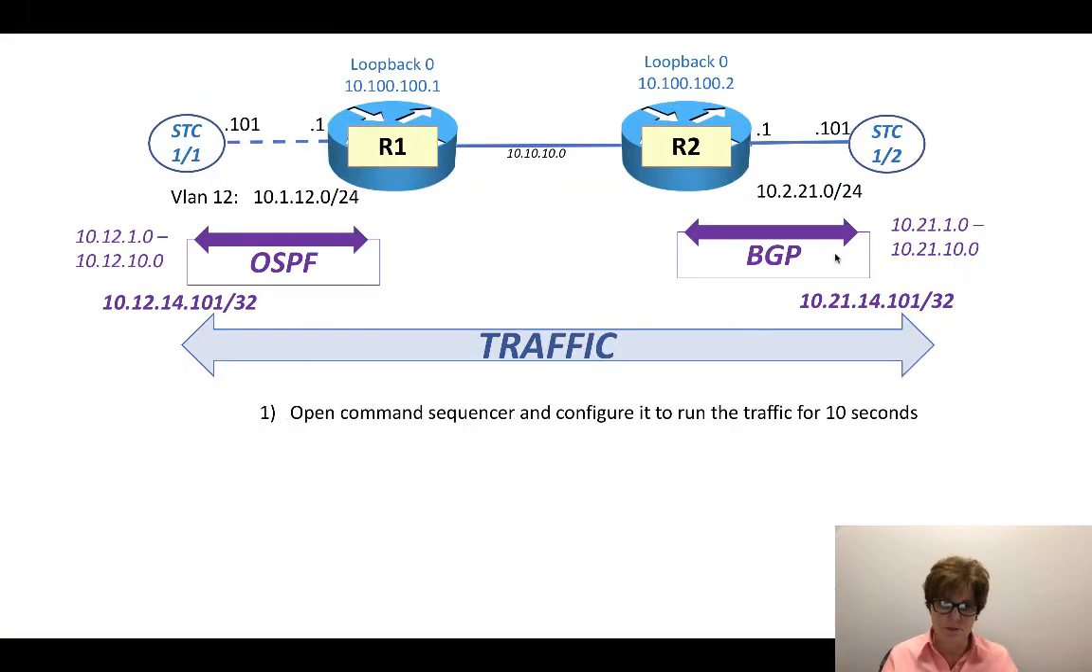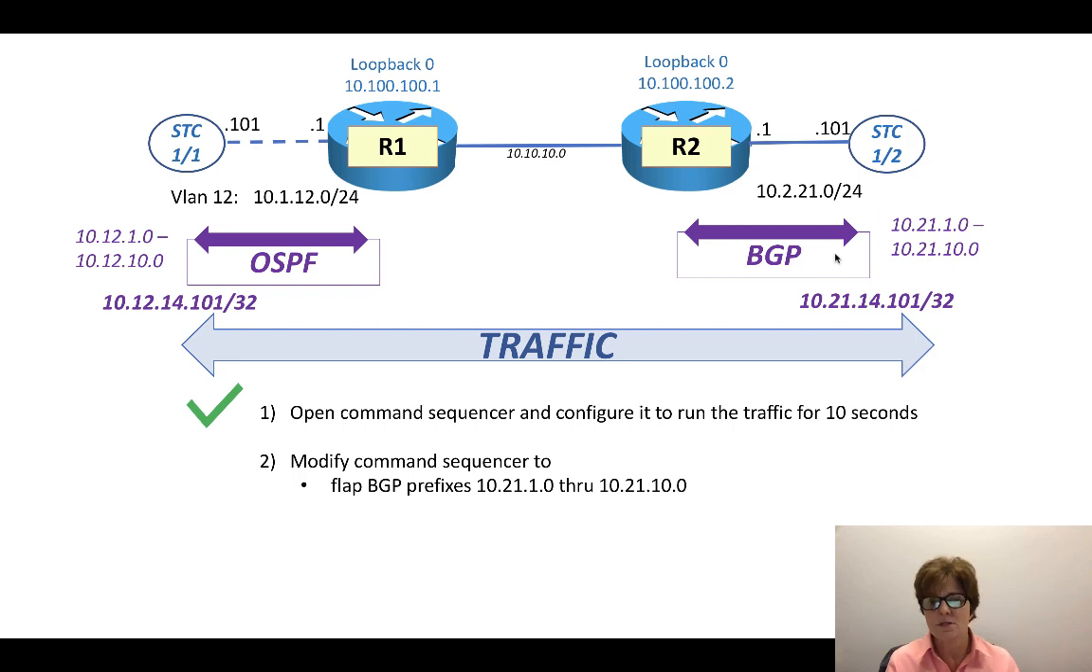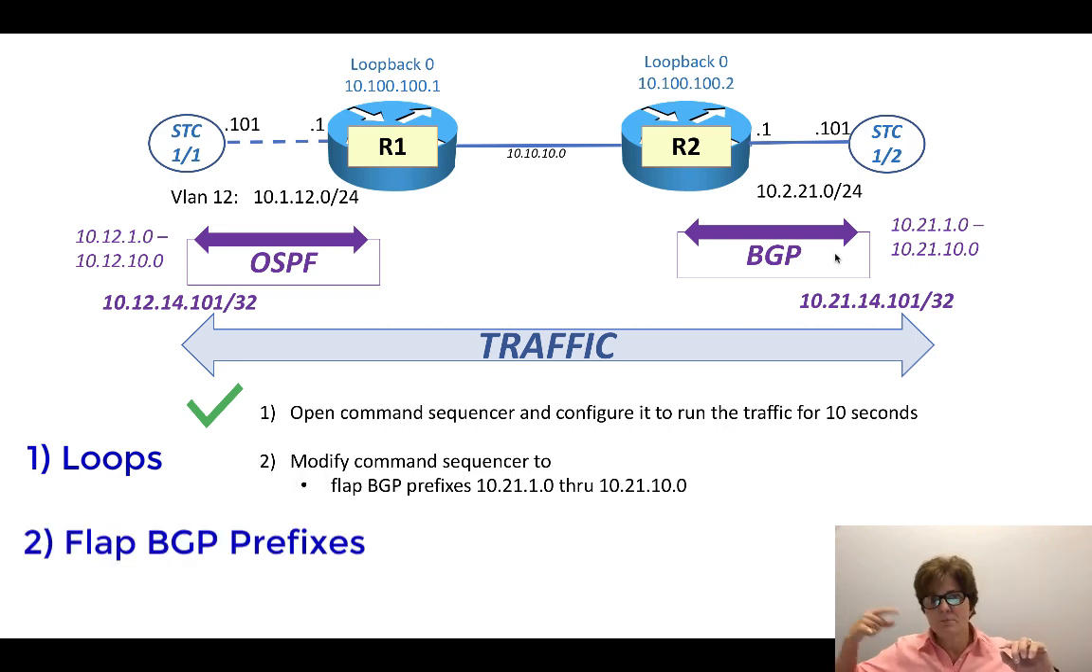Now the next thing we're supposed to do is modify the command sequencer. I'm going to be showing two things at the same time. I'm going to be demonstrating something in the command sequencer that people tend to do a lot. One of the reasons why people use the command sequencer is doing loops, multiple sequences of the same thing. You can also save iteration results and stuff like that. But I'm just going to introduce you to loops without doing all that stuff. So we're going to loop and we're going to flap the BGP prefixes.